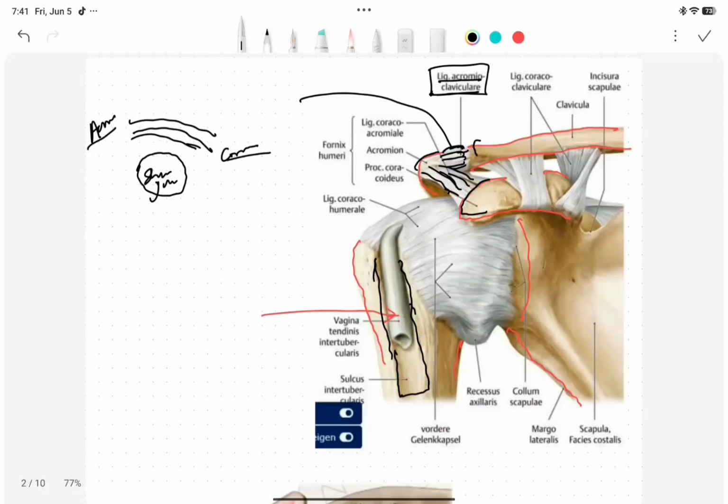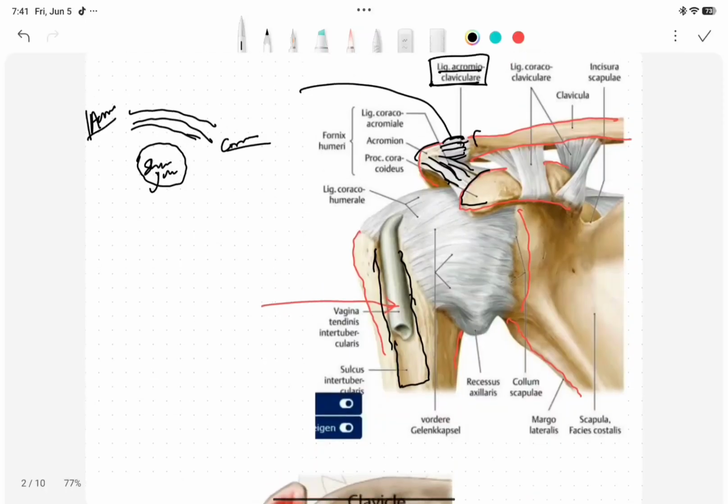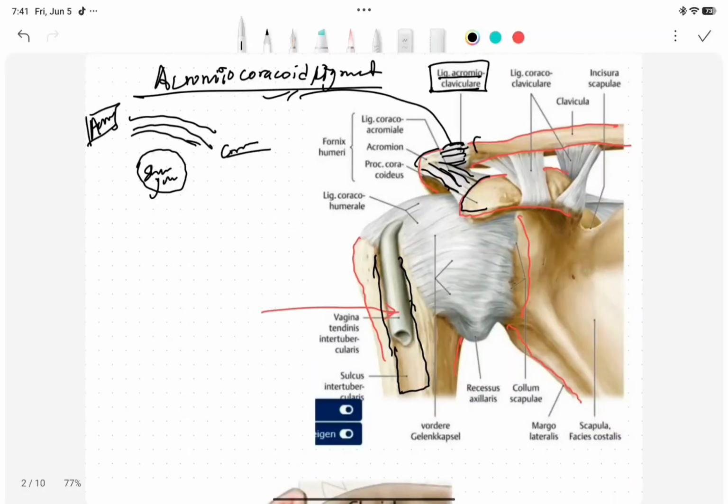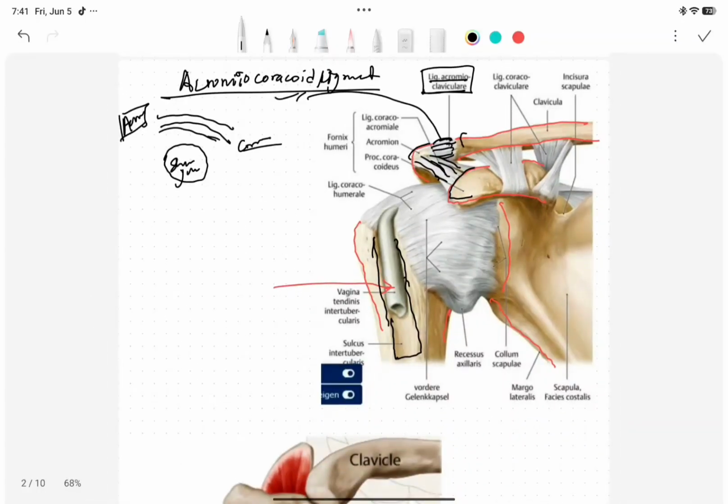This is known as the acromiocoracoid ligament, because it arises from the acromion and lies between the acromion and the coracoid process. Simply acromiocoracoid ligament, or coracoacromial ligament. Okay, so that forms the superior arch that protects the shoulder joint and prevents the superior dislocation of the shoulder joint.